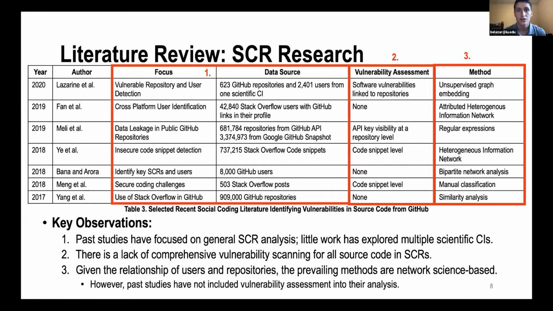In a review of social coding repository research, it can be seen that past studies primarily focus on just general analysis, including works like cross-platform user identification and the identification of key users. Additionally, we can note that the nature of the user-repository relationships on social coding platforms such as GitHub lends itself well to network analysis, and this can be reflected in the network science-based methods that are primarily used in this area. However, we also note that little work has been done to combine both a network analysis assessment with a vulnerability assessment.